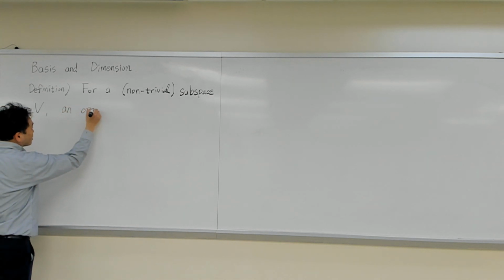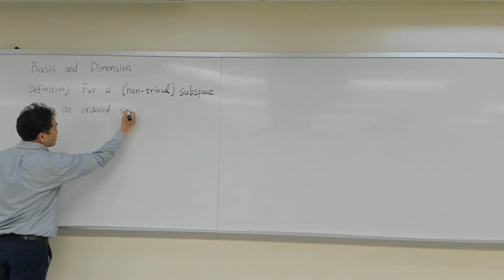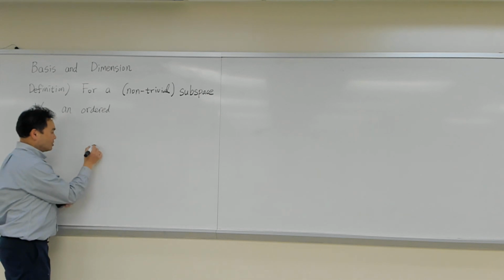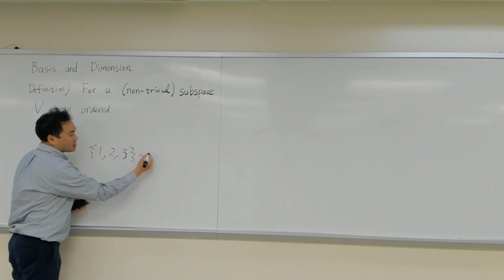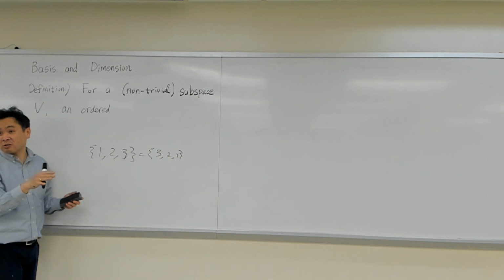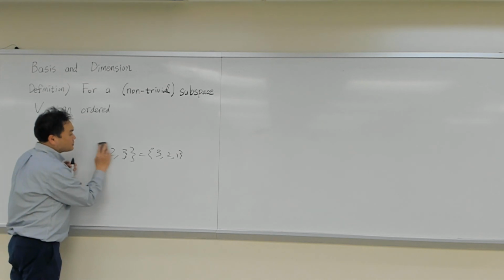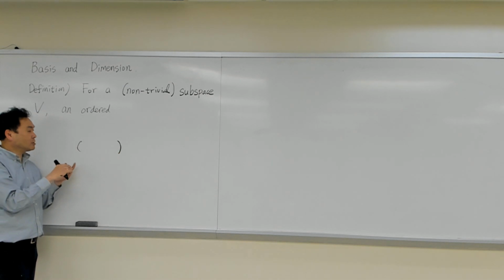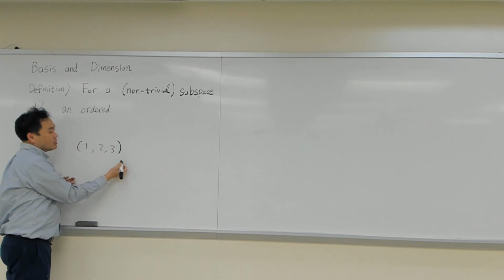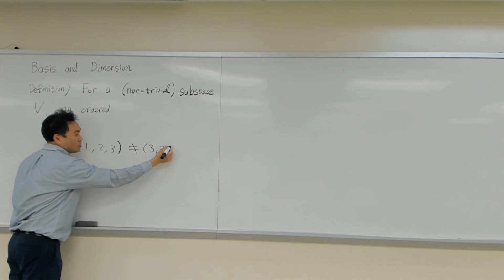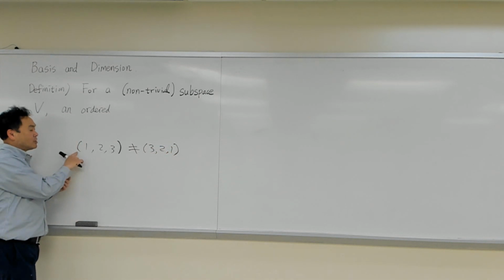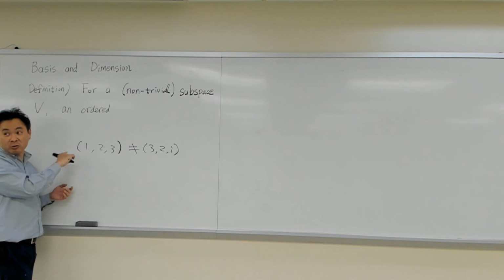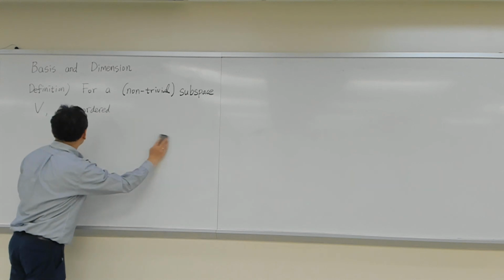An ordered set, or sets are not ordered, right? So if you have 1, 2, 3, it's the same thing as 3, 2, 1, or any order. These are considered the same. Sets don't have any order. But if you put parentheses, which is known as tuples, (1, 2, 3) is not considered the same thing as (3, 2, 1). It's somewhat like a set, but it has ordering. Ordering is important, okay?